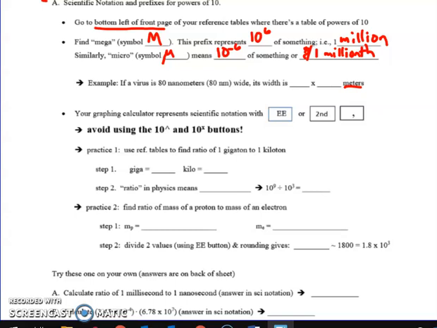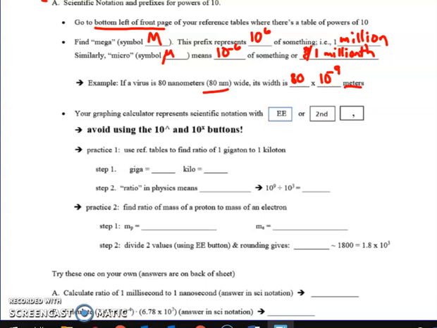Well, that's pretty straightforward. If I look at this prefix, the 80 is still there, and we just have to look up what n means, nano. So go to our reference tables, down the left, we see nano means 10 to the negative 9th, billionth. You don't have to know that it means billionth, but it's helpful. So 80 nm is a shorthand way of saying 80 times 10 to the negative 9th.